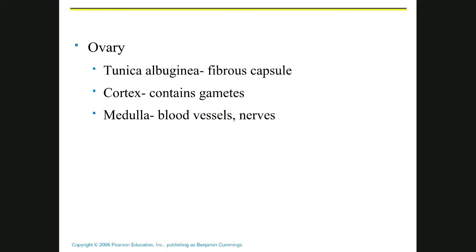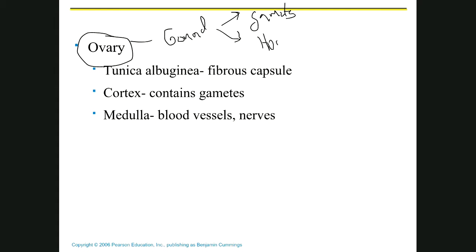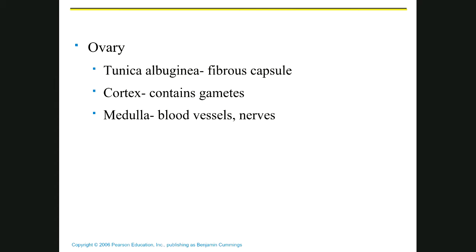Okay, well, let's look at the ovary first. So remember there are two of these, and the ovary, just like the testis in the male, is the gonad. And remember, the gonad has two jobs, and one of those jobs is to produce gametes, just like in the male, and the other one is to produce hormones. And so that's exactly what we're going to see when we talk about this ovary.